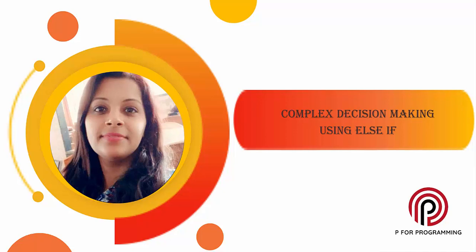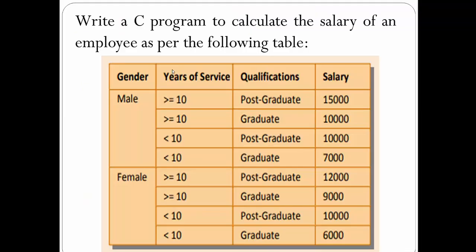In this lecture, we'll study making complex decisions using else if statements. To understand complex decision making, we'll see a C program to calculate the salary of an employee as per the following table. As we can see in this table, three conditions are given. The first condition is gender, the second is years of service, and the third is qualifications. Based on these three conditions, the salary of an employee will be decided.